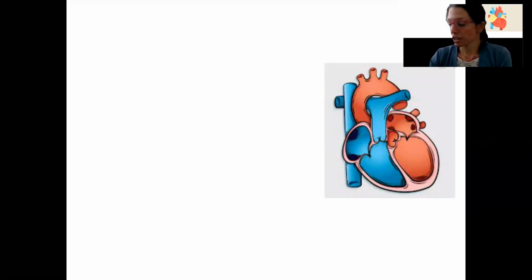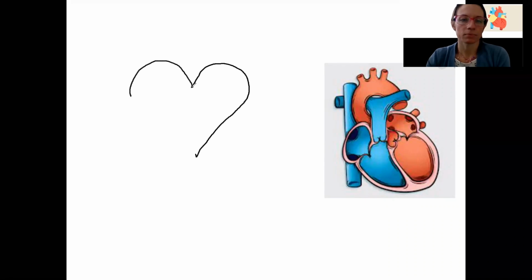Here is what the heart looks like. I'm actually going to simplify it for you. I'm going to draw you a heart like this. Not quite as big as I want, but that'll be okay. We are going to start with it looking like this, and then we will add in the true nature of the heart as we go.